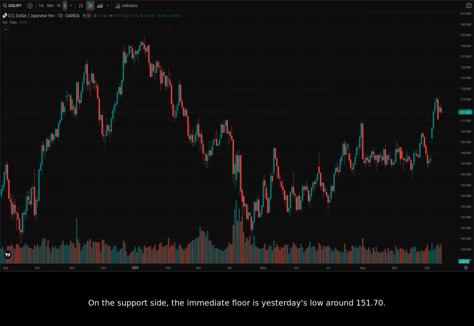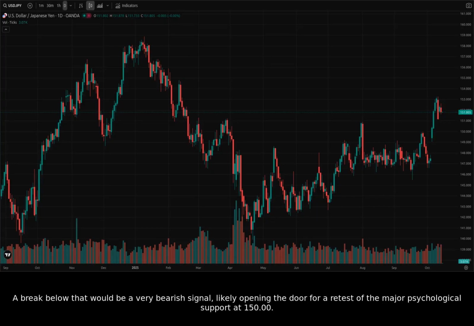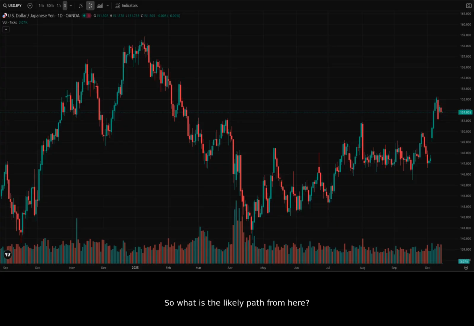On the support side, the immediate floor is yesterday's low around 151.70. The most critical short-term support, however, is the October 10th low at 151.10. A break below that would be a very bearish signal, likely opening the door for a retest of the major psychological support at 150.00.